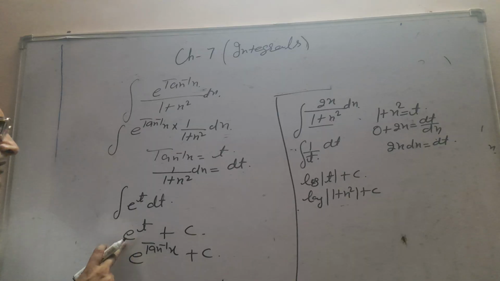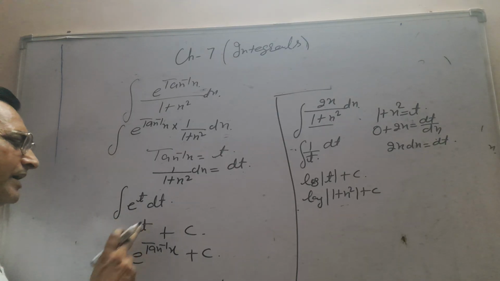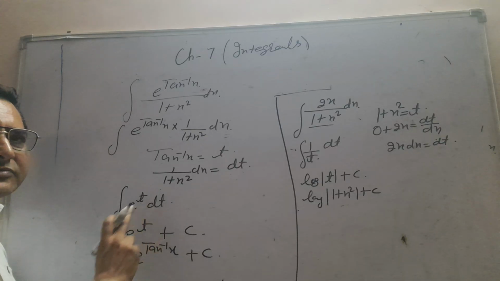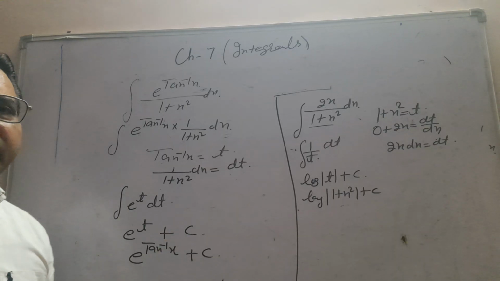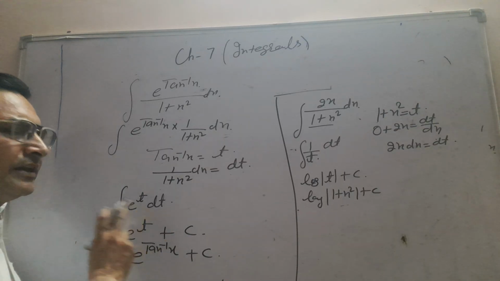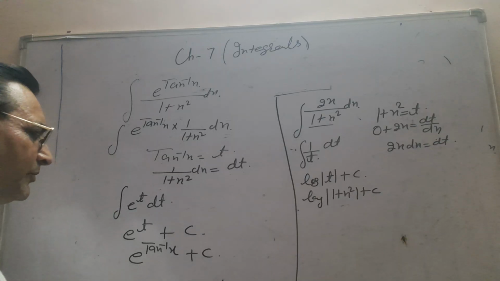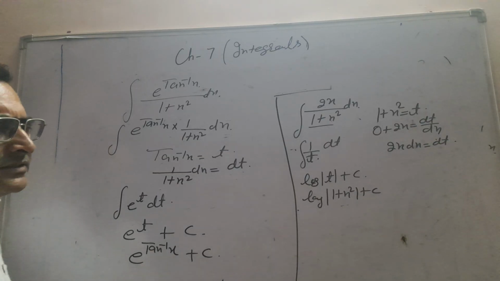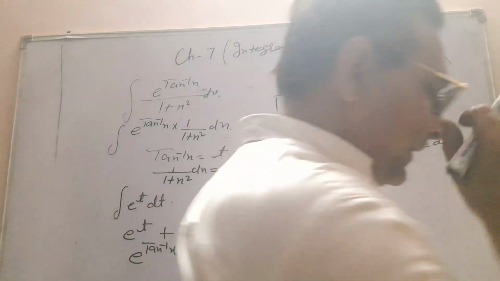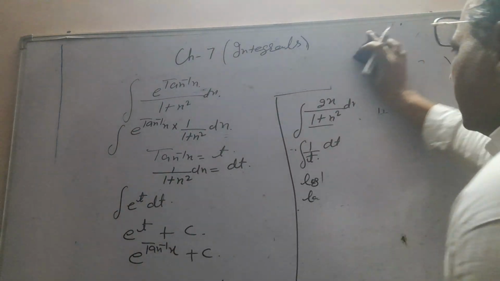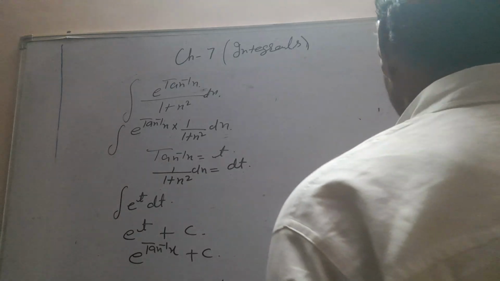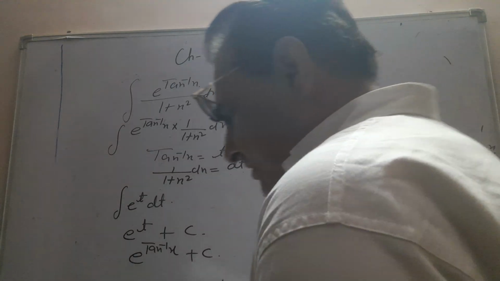So that function will be e power t, and exponential function, its integration will be e power t, and in the denominator derivative of t is 1, because we are integrating with respect to t. अगर x के with respect to करते हैं तो x का डेरिवेटिव 1 होता है, अगर with respect to t कर रहे हैं तो t का डेरिवेटिव 1 होगा. Now you will put here the value of t, that is tan inverse x. So this is called the substitution method.